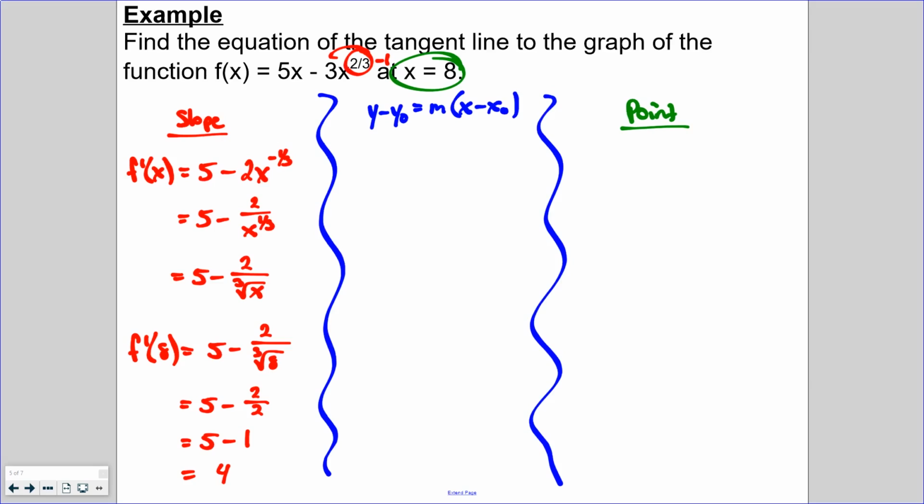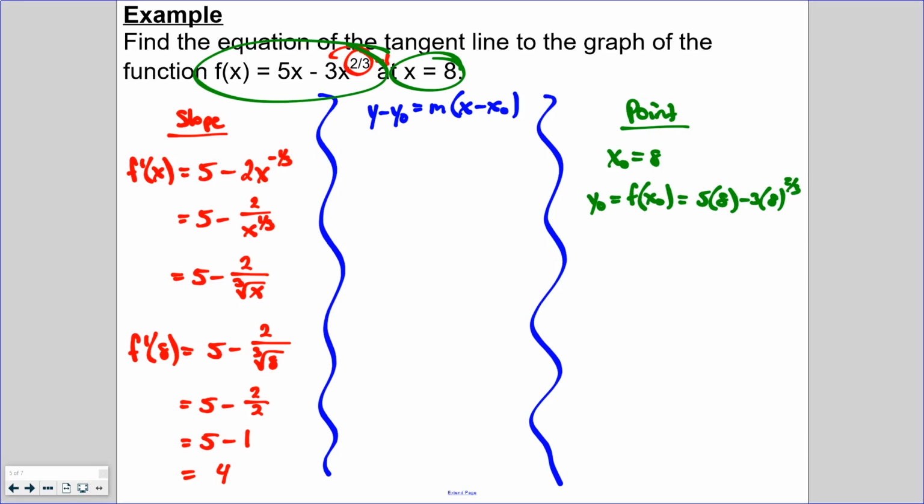And the problem already tells us that x sub 0 is going to be 8. And we know to find y sub 0, we just need to plug our x sub 0 into our function, so into the 5x minus 3x to the 2/3 power. So let's go ahead and do that. So that's going to be 5 times 8 minus 3 times 8 to the 2/3 power.